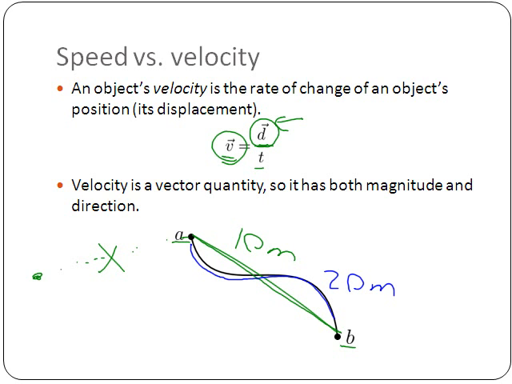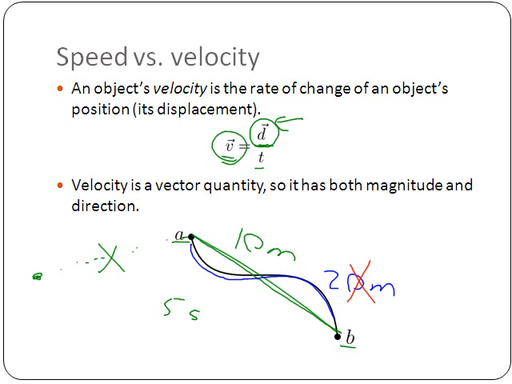But for velocity's sake, we really don't care about what the path length is. That's really not what we're interested in. We're interested in this displacement, this straight line distance. So let's say that it goes this displacement from A to B, 10 meters, and let's say that to do this it takes 5 seconds.